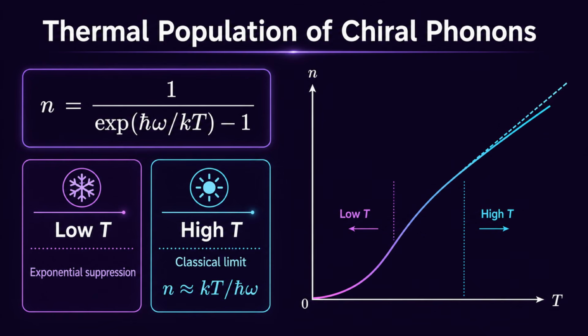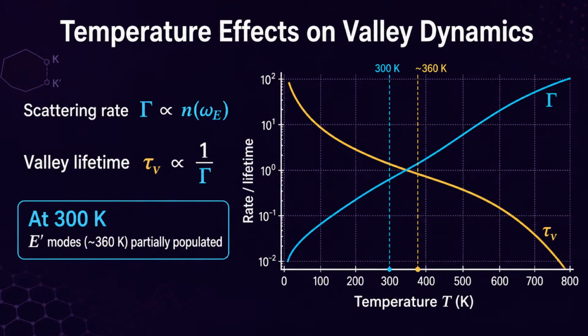For the E' mode in WSe2 at room temperature, the population is partially excited. Temperature strongly affects valley dynamics through phonon-mediated scattering. The intervalley scattering rate gamma is proportional to the phonon occupation number n of omega E', and valley coherence lifetime tau v is inversely proportional to this rate. At 300 Kelvin, E' modes with equivalent temperature around 360 Kelvin are partially populated, enabling significant intervalley scattering.